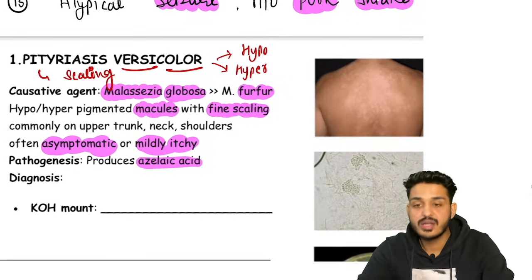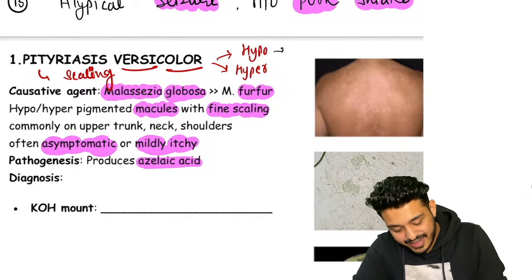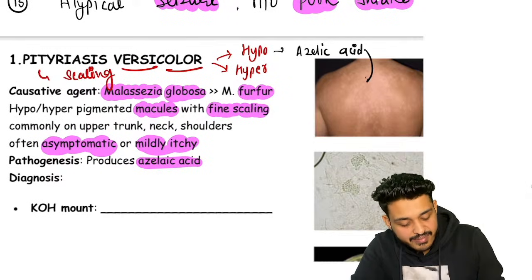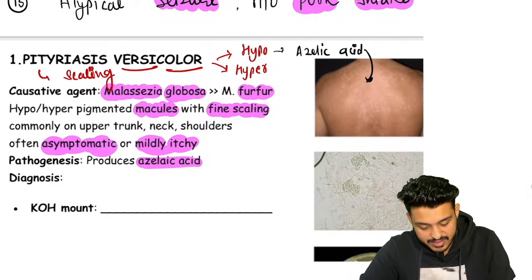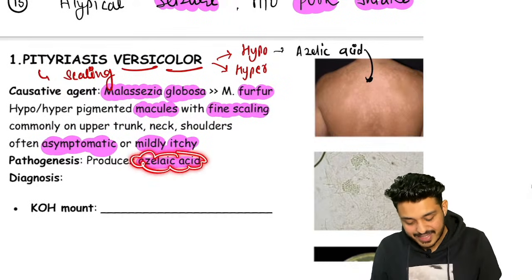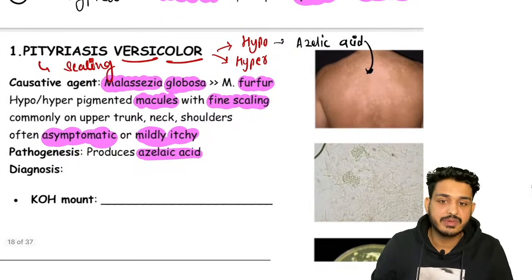What will the pathogenesis be? This is going to produce what? Azelaic acid. Remember, this azelaic acid is a whitening agent. This is going to make you white, right? The white color or hypopigmentation is due to what? The answer will be due to azelaic acid. It is something you will find in skin whitening creams also.